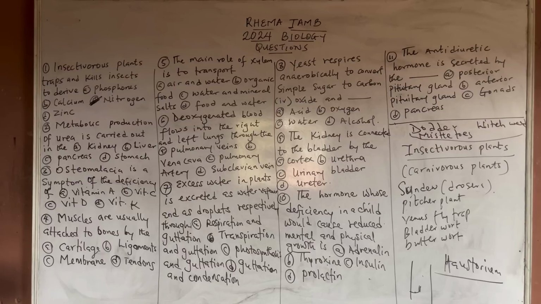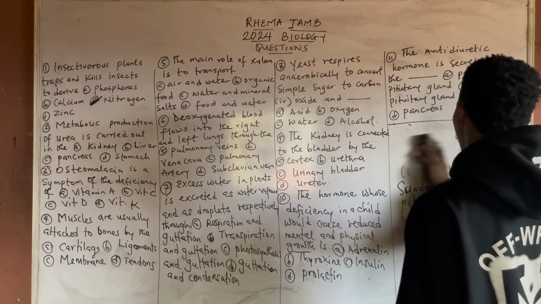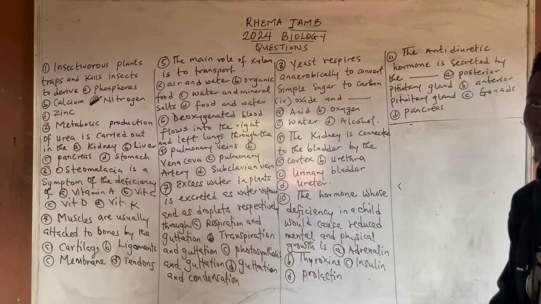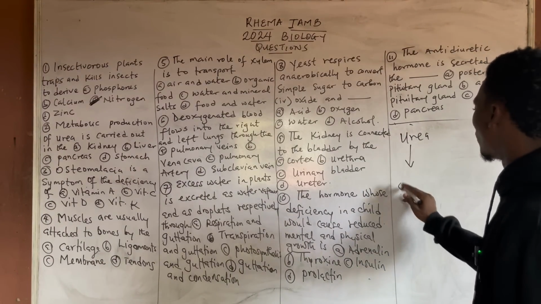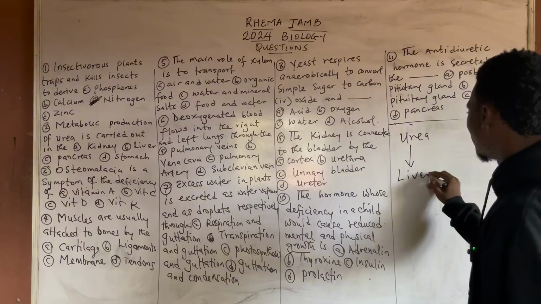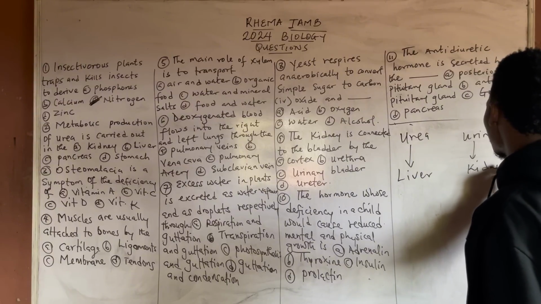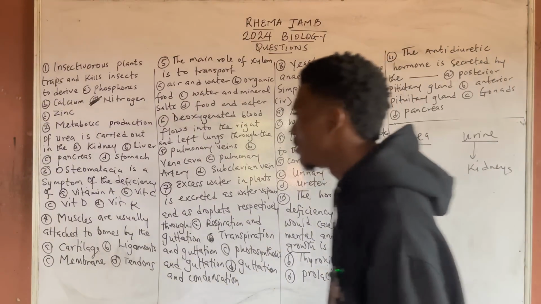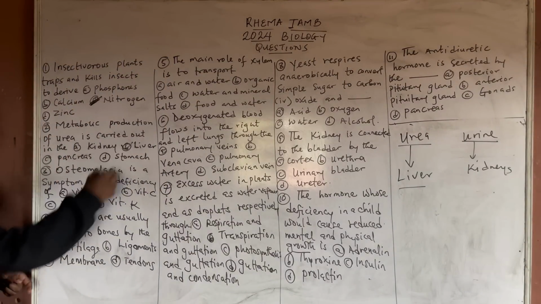Question 2: metabolic production of urea is carried out in the dash. Never should you mistake urea for urine. Urea is produced by the liver, while urine is produced by the kidneys. So please, never mistake urea for urine. The metabolic production of urea is carried out in the liver. So the answer is B.